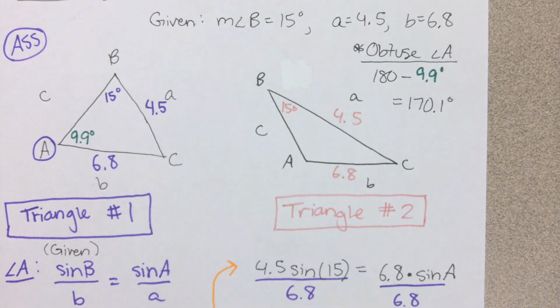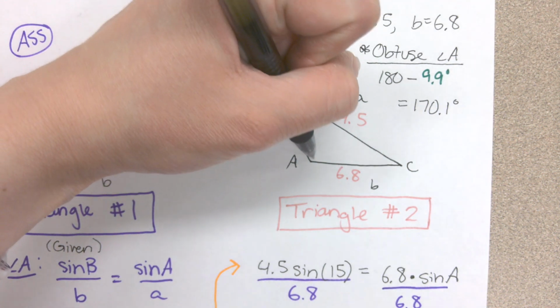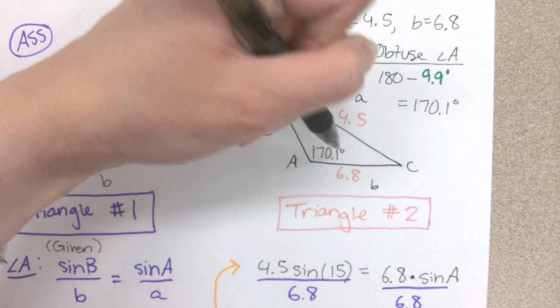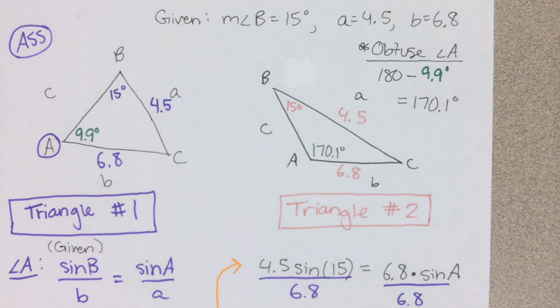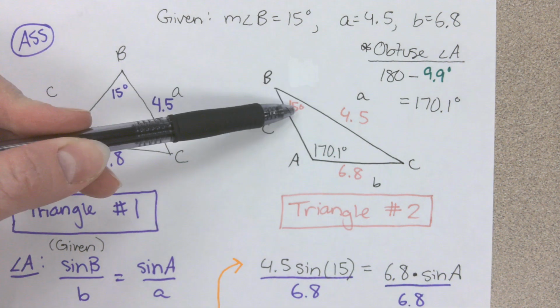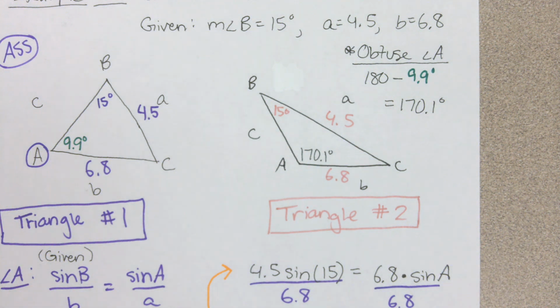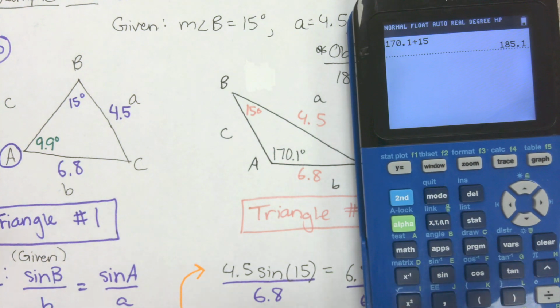There you go. You're already pointing out the problem with it. So if I get 170.1 degrees, it's impossible for this to be an obtuse angle because, as Devin just mentioned, if I add 170.1 and 15, lest you don't believe me, I'm already over 180. And remember, the whole triangle cannot exceed 180. So that's why there is no second triangle on this problem.